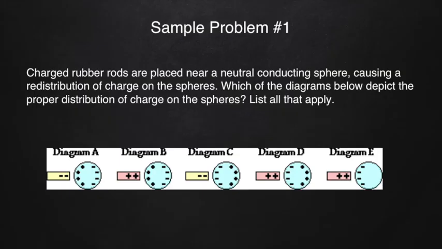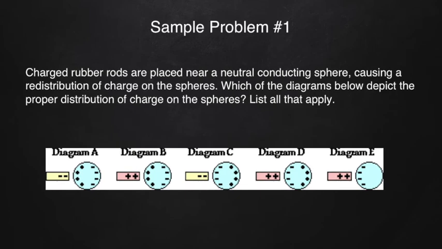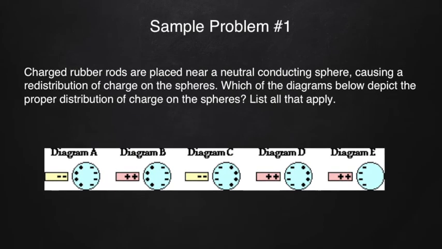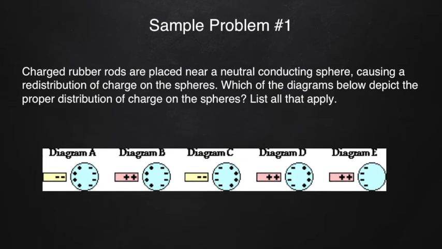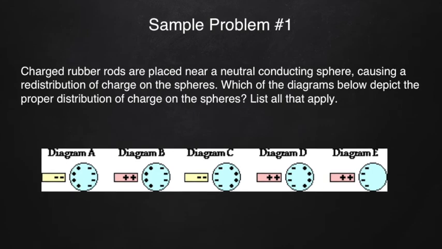This is the sample problem for polarization. Charged rubber rods are placed near a neutral conducting sphere, causing the redistribution of charge on the sphere. Which of the diagrams below depict the proper distribution of charge on the spheres? List all that apply.